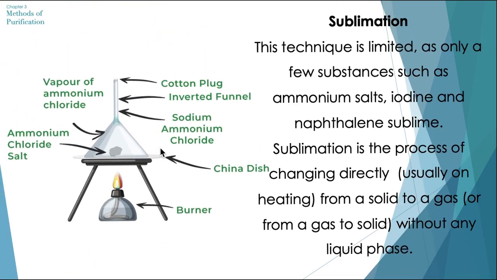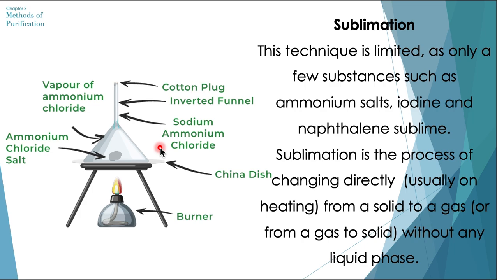After this, we have sublimation. In the previous chapter, we saw what sublimation is. When a solid turns into a gas directly, that is called sublimation. This technique is limited as only a few substances such as ammonium salts, iodine, and naphthalene sublime. It is only used on those substances that sublime. Sublimation is the process of changing directly from a solid to a gas, usually on heating, or from a gas to a solid without any liquid phase.